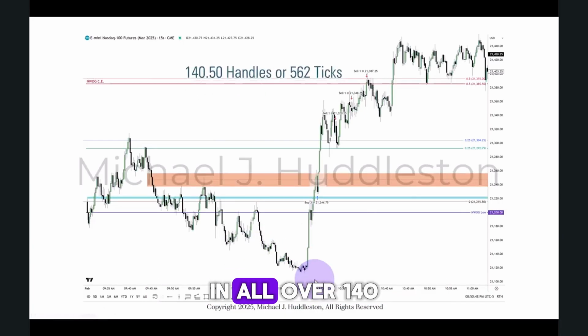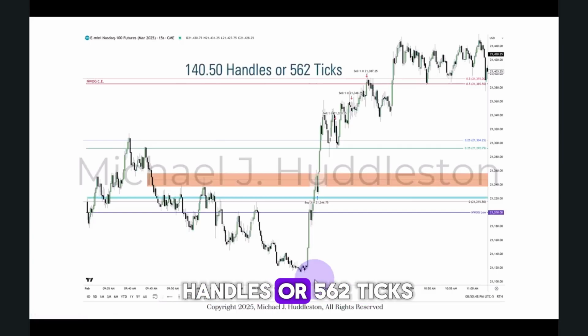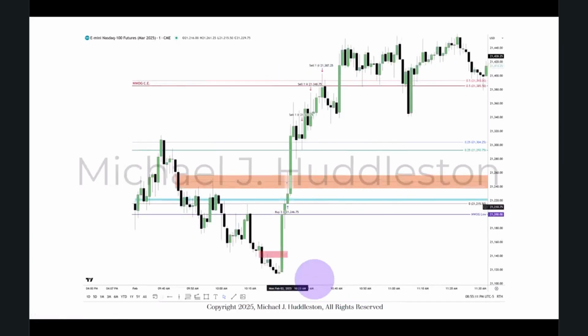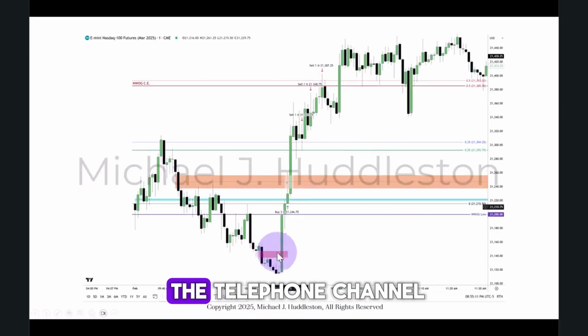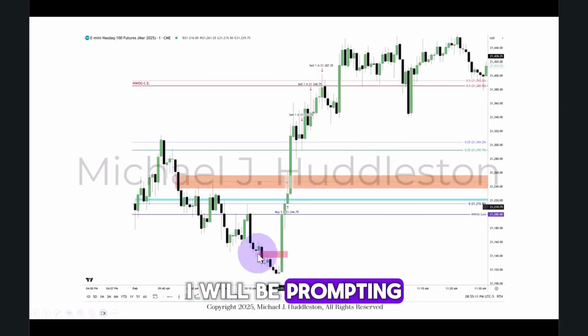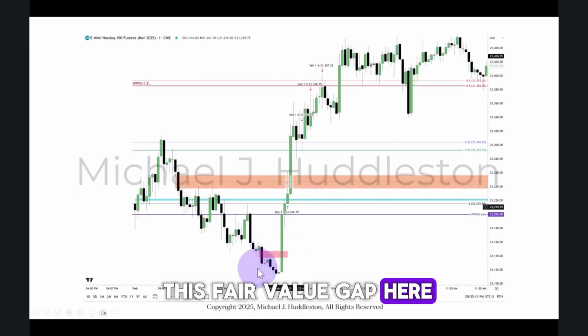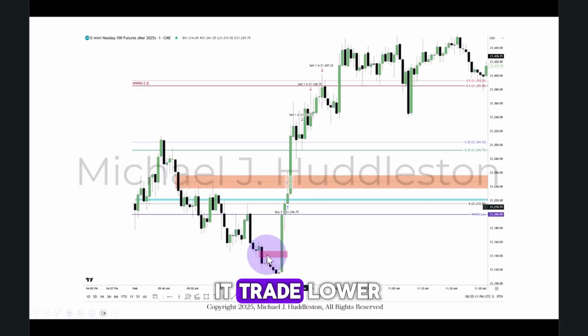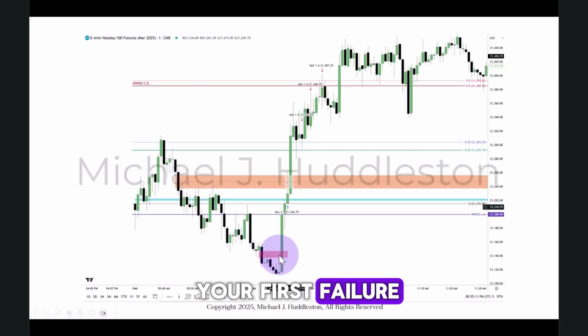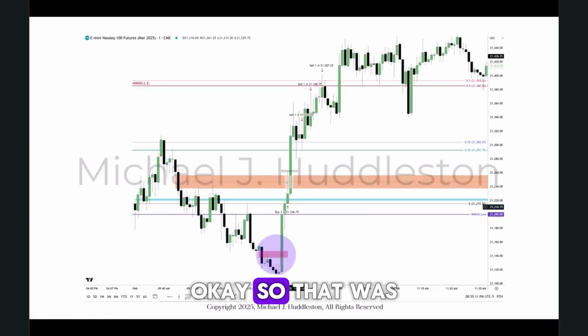In all, over 140 handles or 562 ticks. And if you go back and listen to the Telegram channel, I was prompting you to look at this fair value gap here. And I said, once we're in here, I want to see it trade lower. I favored it going lower, and it did. And then that was your first failure. Okay, so that was the indication there.